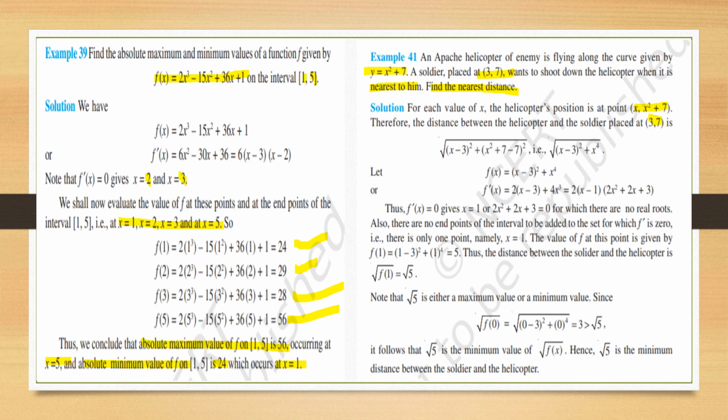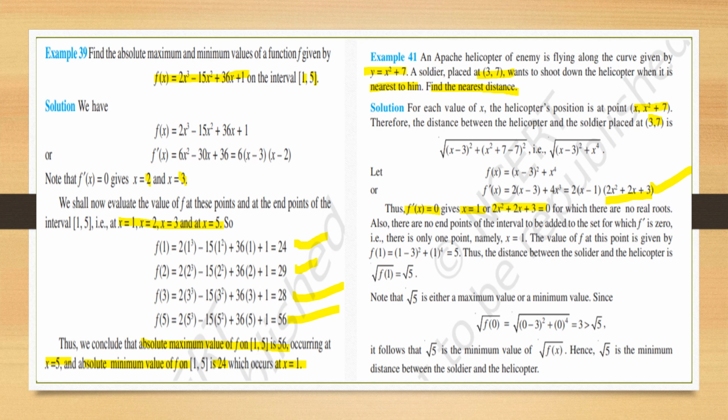The derivative is 2(x − 3) + 4x³. Take 2 common and factorize, as it's a cubic polynomial. So it will be 2(x − 1)(2x² + 2x + 3) = 0. To find the critical points, I'll put f'(x) = 0, which gives me x = 1 from the first factor, and the second factor equal to 0. But this quadratic equation does not have real roots. You can check that.